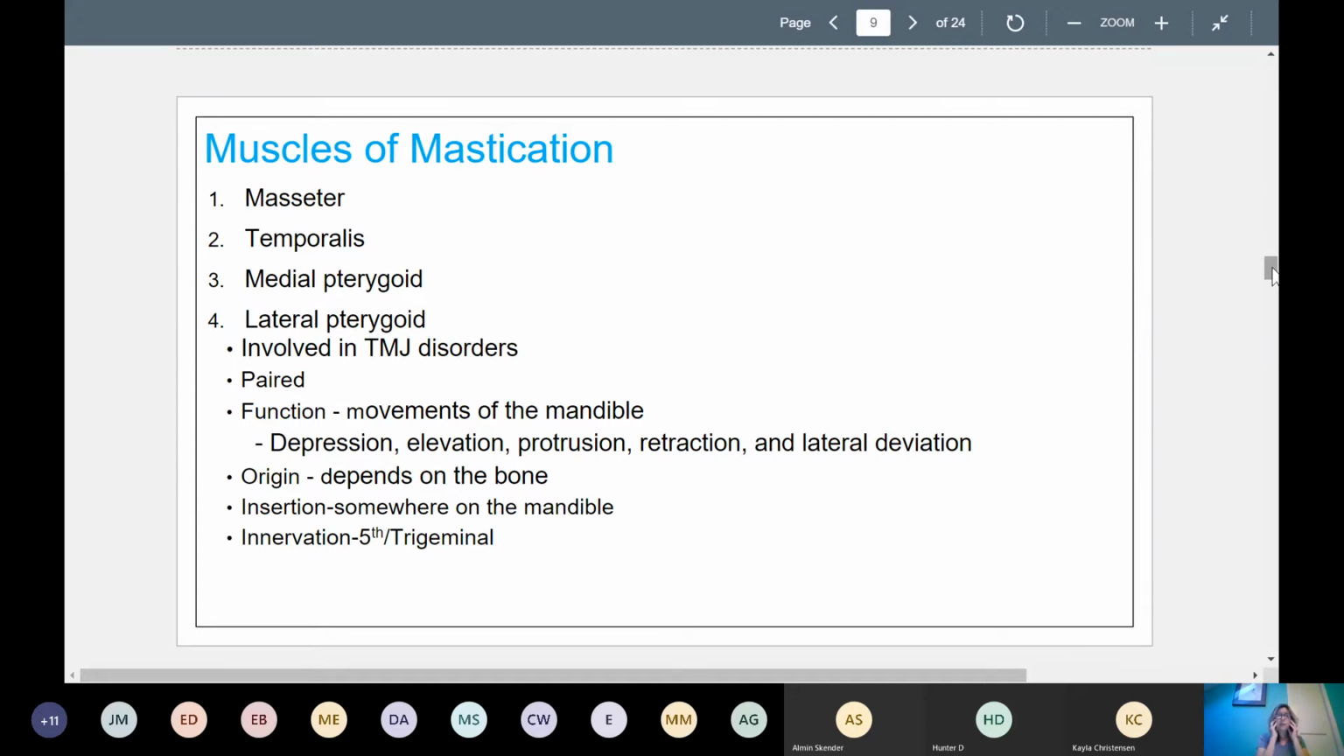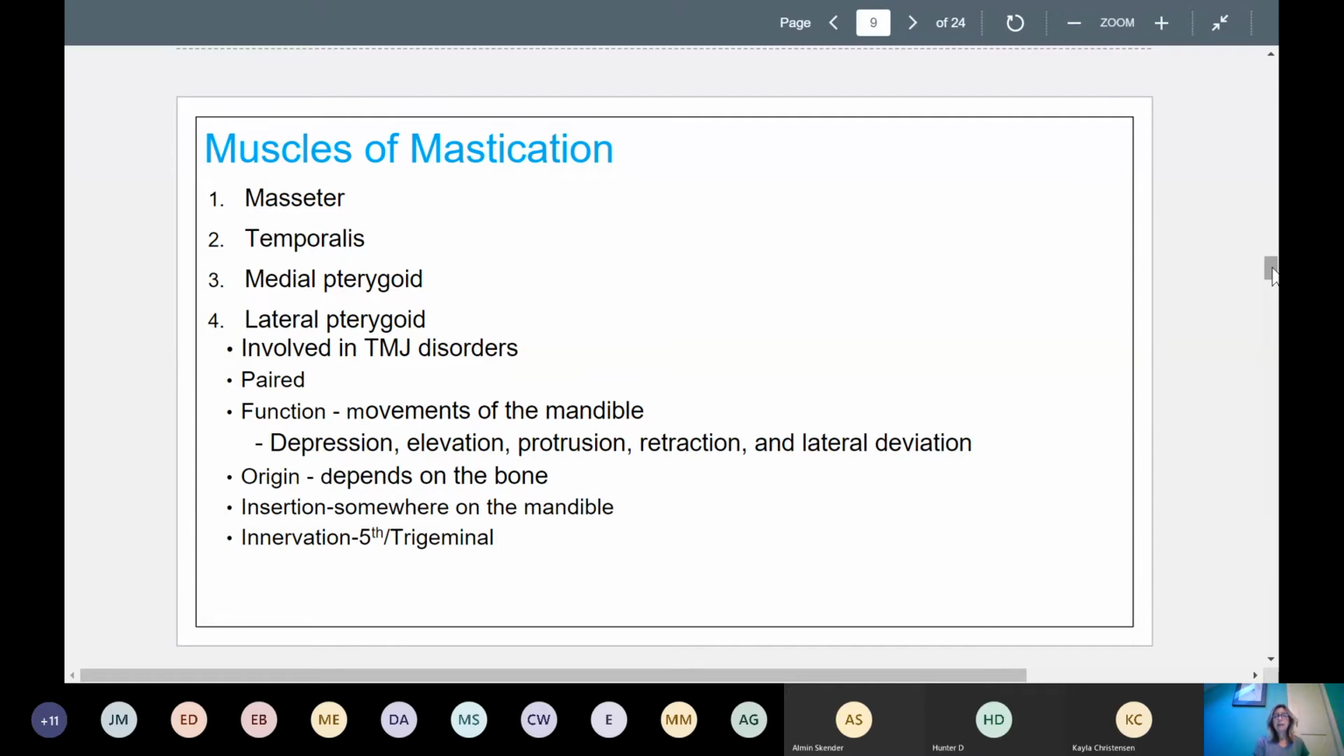They move the mandible, so that's their only function, is they move the mandible somehow, whether it's depression or opening, elevation, closing, protrusion, retraction, and then lateral deviation. So when you're doing your intra or extraoral exam and you put your fingers on the TMJ and you move your jaw side to side, that's called lateral deviation. How does the jaw shift from side to side? Their origin depends on the bone, and then their insertion is going to always be somewhere on the mandible because their purpose for mastication is to move the mandible.